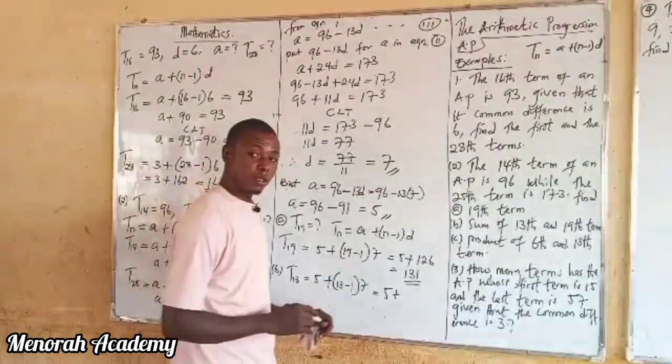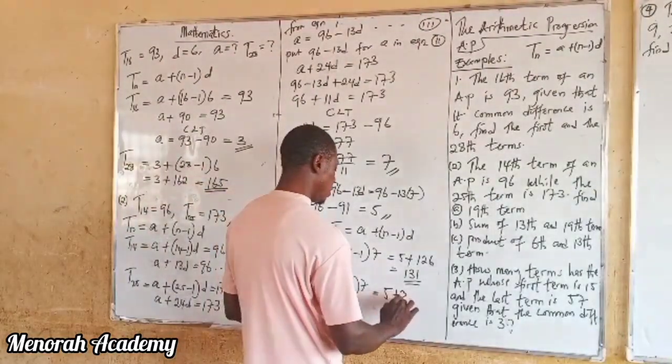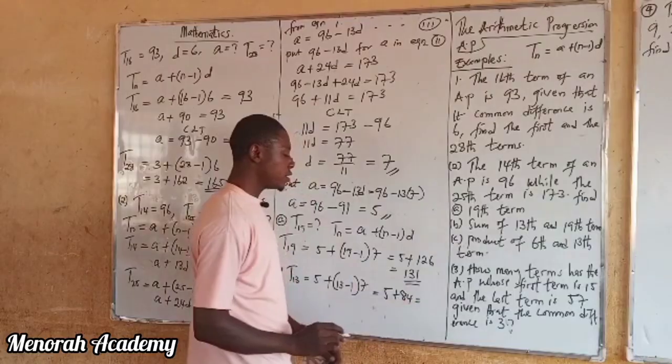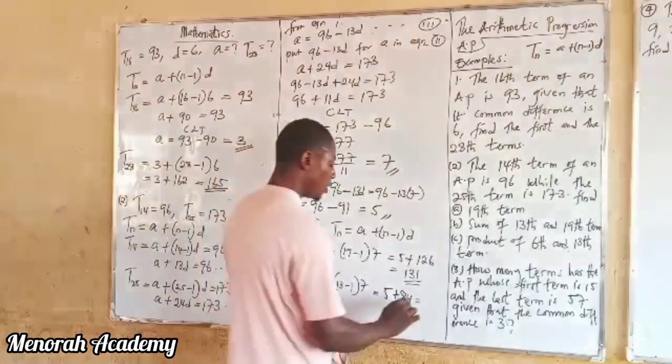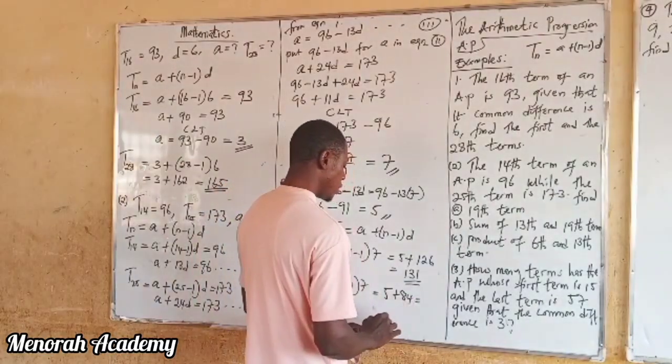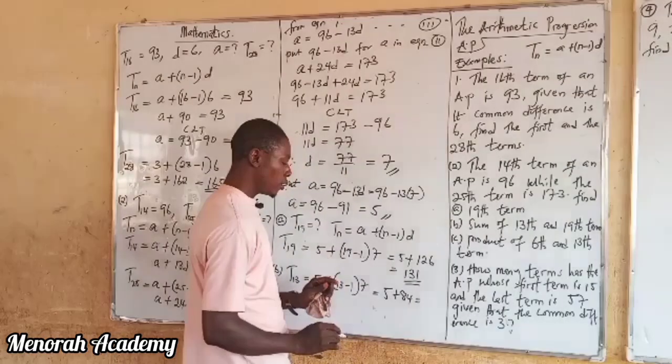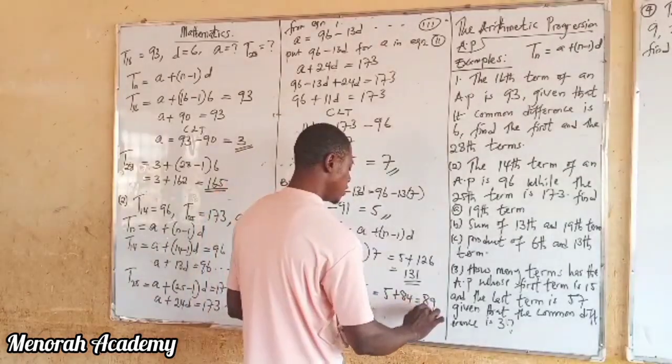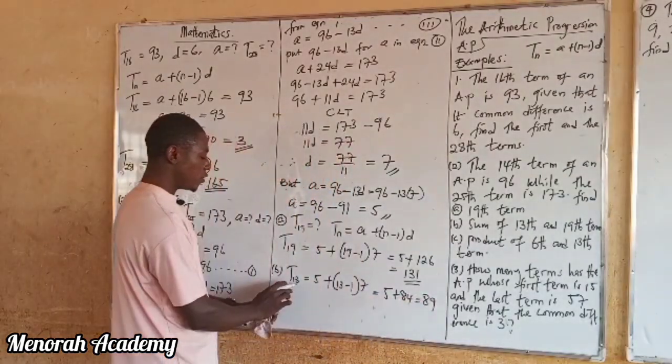12 times 7 is what? 84. Then 5 plus 84 is going to give us what? It's going to be 89. Are you sure? 5 plus 84, yes, it's going to be 89. Now we have gotten our t of 13.